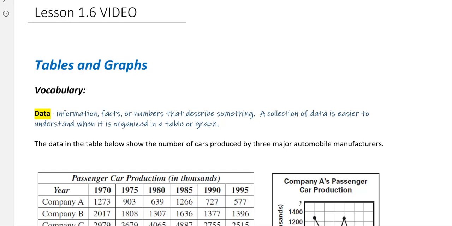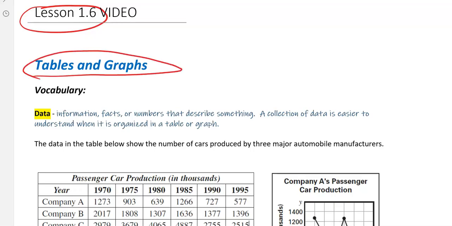Today we're taking a look at lesson 1.6. So make sure you have your math notebook out. Open up to the next page. Make sure you write lesson 1.6 at the top. Today's lesson is about tables and graphs. Okay. And with tables and graphs, make sure you write tables and graphs at the top of your page too.